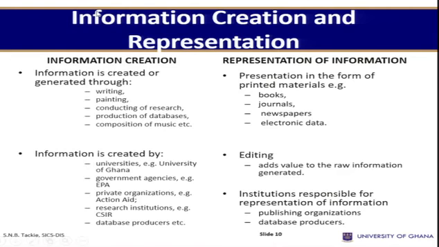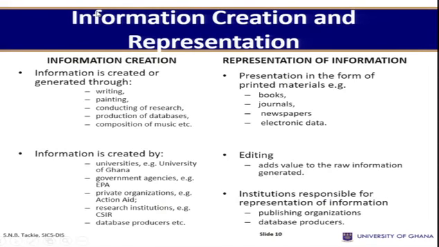So when we talk about information creation and representation, it's about how information is created or generated. We generate information through writing, through painting, through the conduct of research, through production of databases, through composition of music, among others. And those who create information include universities, for example, University of Ghana. We have government agencies, for example, the Environmental Protection Agency. We have private organizations also that generate information, for example, Action Aid. There are research institutions also that create information, for example, the Council for Scientific and Industrial Research, that's the CSIR.